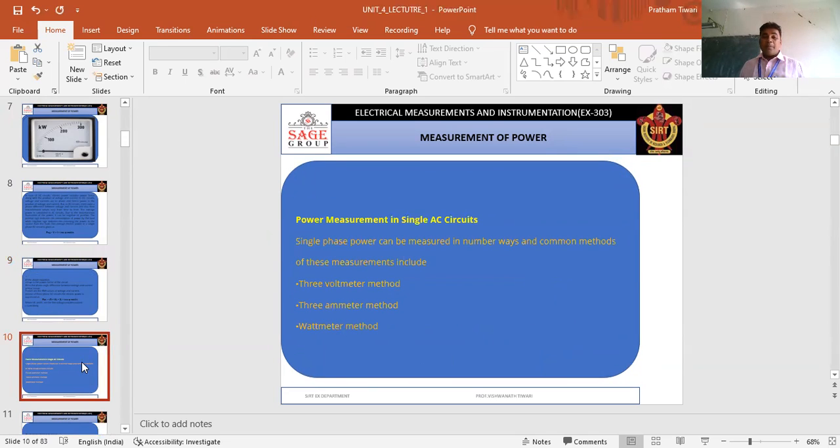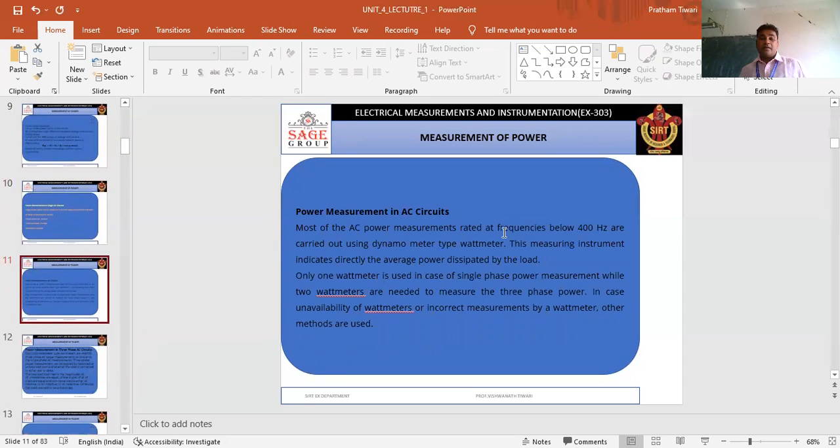Now, power measurement in AC circuit. Single phase power can be measured in two ways, and there are common methods for three phase. Three measurement methods included: number one, 3 wattmeter methods, 3 voltmeter methods, 3 ammeter methods.